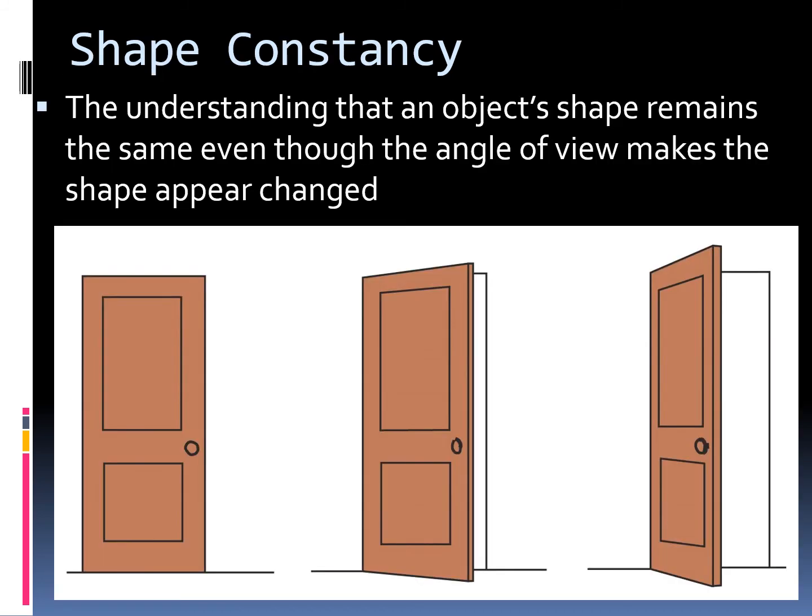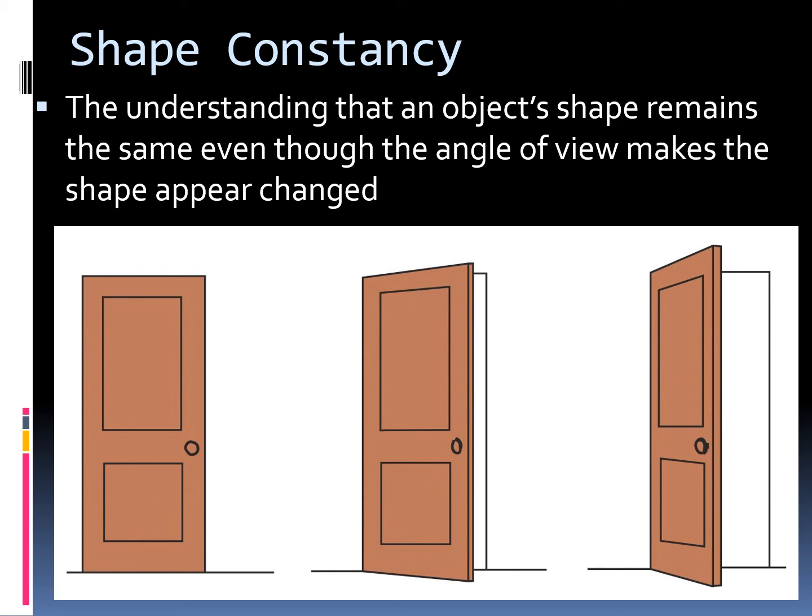So shape constancy. This is the understanding that an object's shape remains the same even though the angle of view makes the shape appear changed. Here we have an example of three doors. We know the door is always the same, but depending on the angle, it's actually a different shape. The one on the left is a perfect rectangle, the next one's opened a little bit, and the next one's open a little bit more. If you were to trace the shape of the door, it's actually a different shape, but yet we know it's still a rectangle. That's shape constancy.